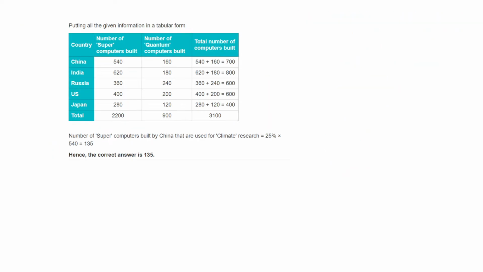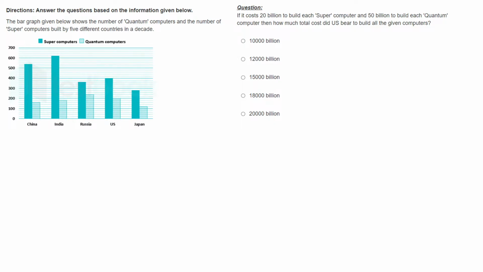Okay, that one is given here. So we're having only 25% of this 540, which is equal to 135. Now solve this one.